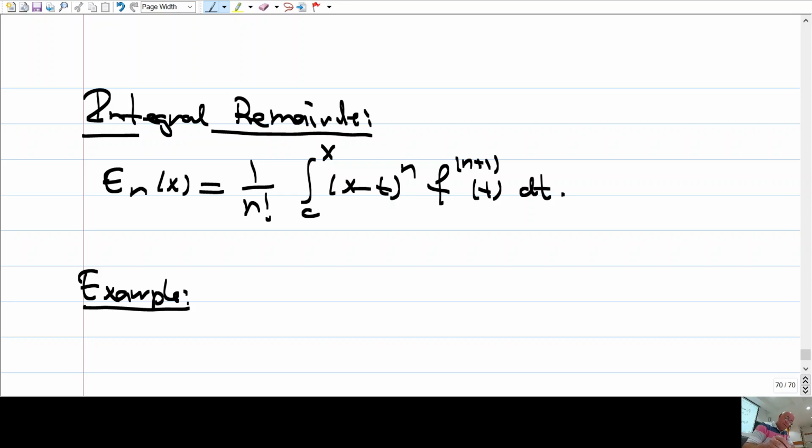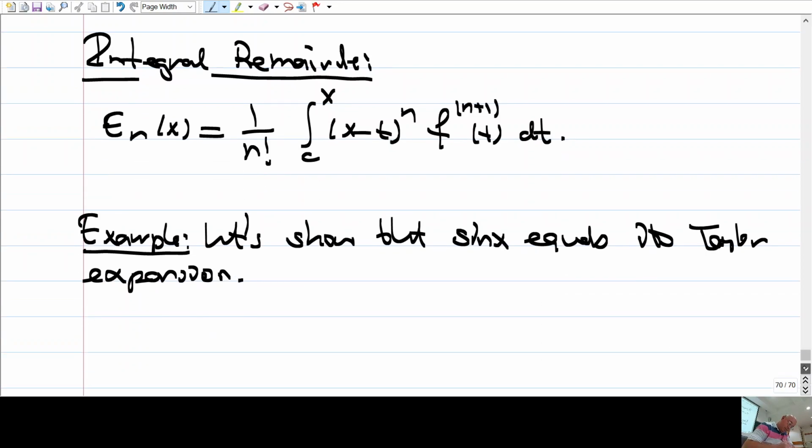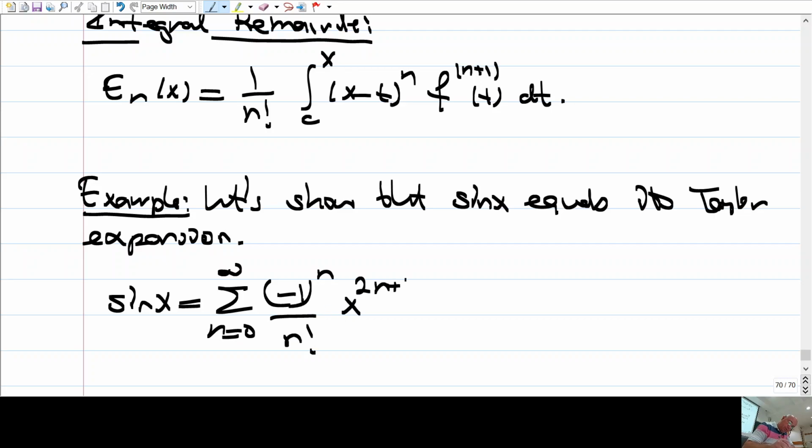Okay. Let's show that sine x equals its Taylor expansion. We want to show this. This is equal to the sum over n from 0 to infinity of (-1)^n over n factorial x to the power 2n plus 1.